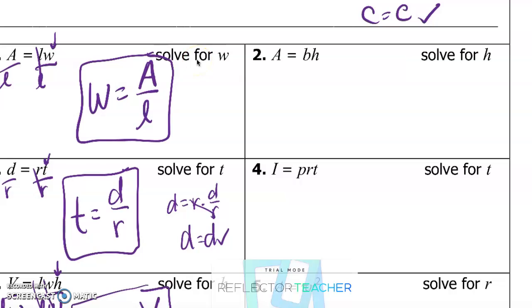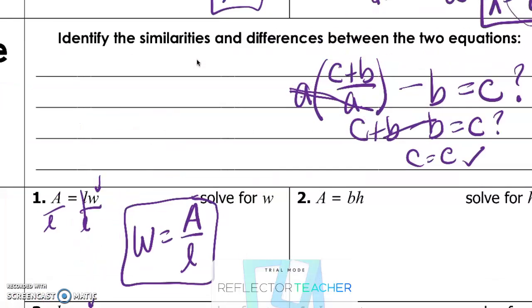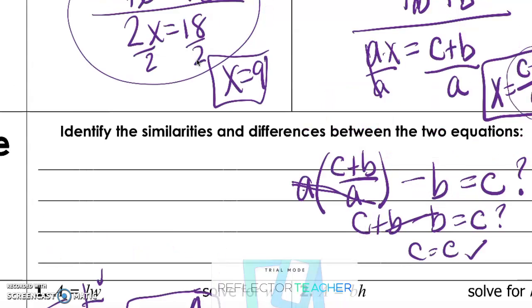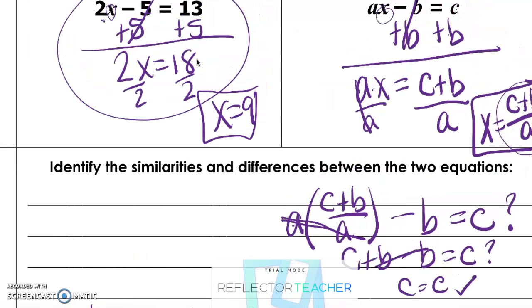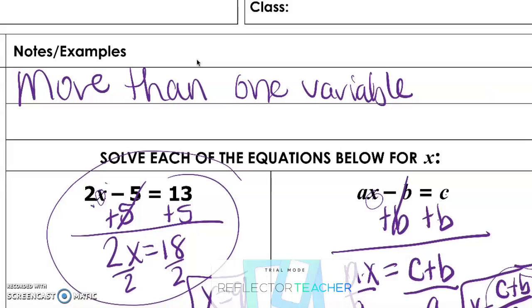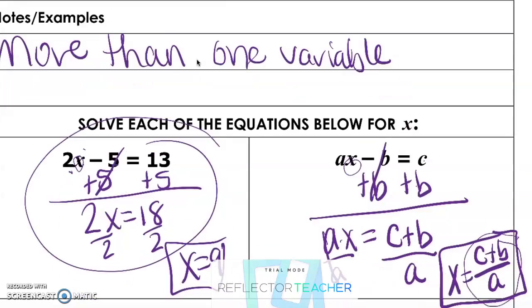These will be the even problems from 2-11 and 2-12. So if you remember, we will be solving literal equations, which means these are equations that have more than one variable. So you will have to figure out how to get the variable that they tell you to by itself.